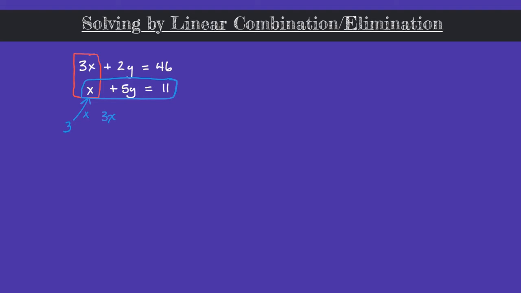So let's go ahead and do that. I'm going to rewrite the first equation, 3x plus 2y is equal to 46. And I'm going to multiply the entire bottom equation by 3. And I'm left with 3x plus 15y is equal to 33. Now that I have this matching pair, the question then is, do I add or subtract to get rid of it? Well, 3x minus 3x is 0, so I can subtract the entire bottom equation from the top equation in order to get rid of that matching pair.